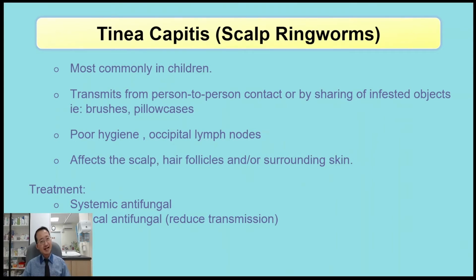Alright, tinea capitis, scalp ringworm, is mostly common and found in children, transmitted from person to person by close contact or by sharing infested objects such as brushes and pillowcases. Poor hygiene, and sometimes it is associated with occipital lymph nodes. You can feel a lymph node at the back of the scalp lesions. It affects the scalp, hair follicles, and surrounding skin.